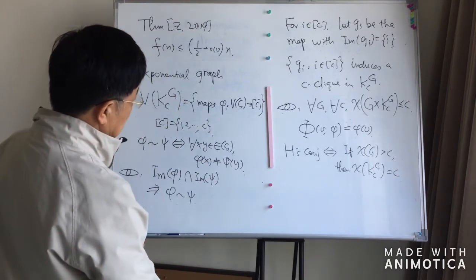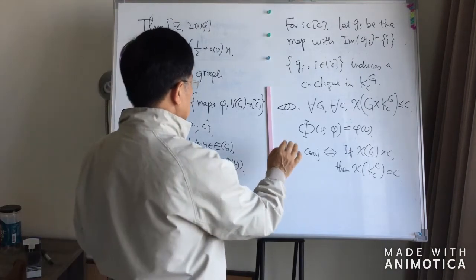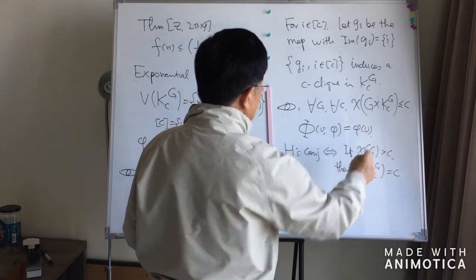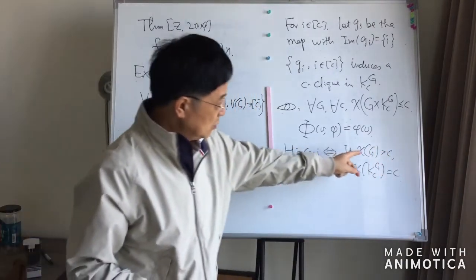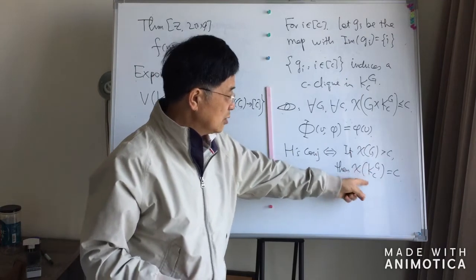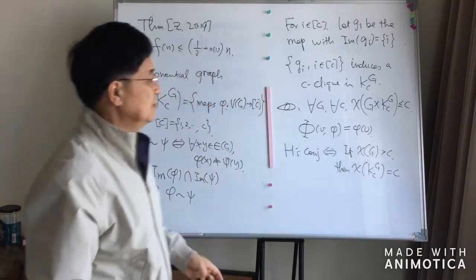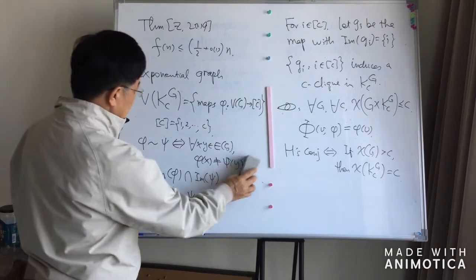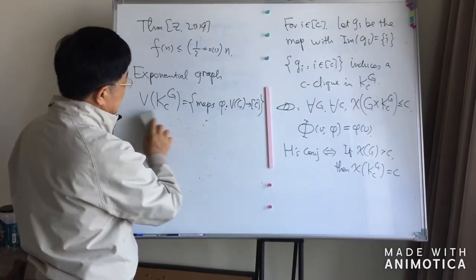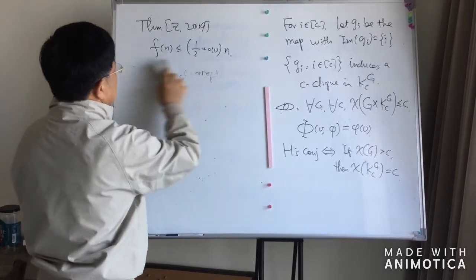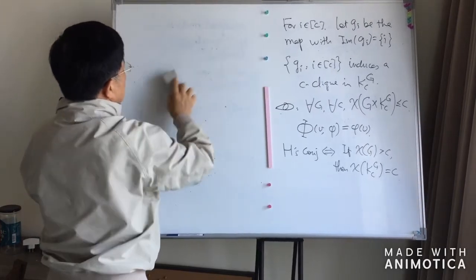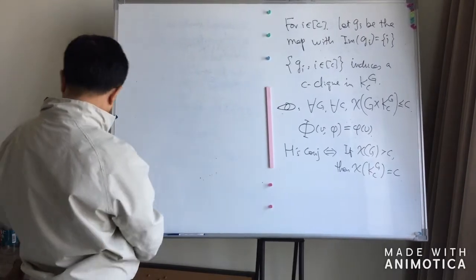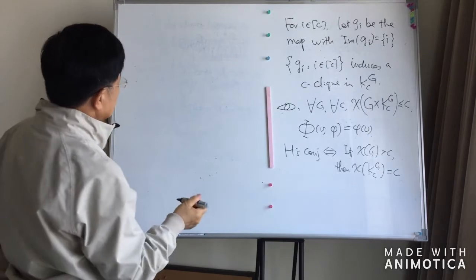So that means to disprove Hedetniemi's conjecture, what do we need to do? We need to find a graph G and an integer C such that the chromatic number of this graph is bigger than C, and the chromatic number of the exponential graph is also bigger than C. So that is what Shitov did. And actually, we need a more precise statement, a more technical result. What are the details of the graphs constructed here? What is the graph G? So we state this theorem here.